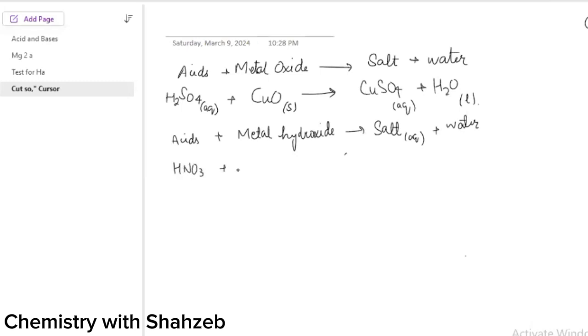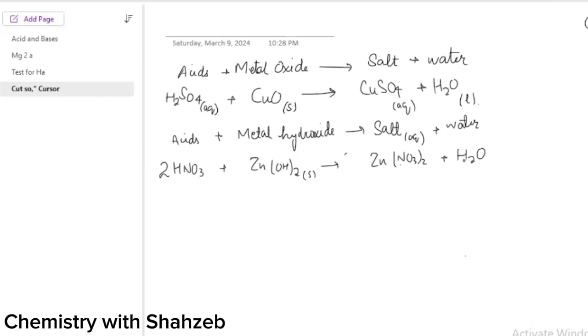It would react with zinc hydroxide. Zinc hydroxide is in solid state and it would be forming zinc nitrate, Zn(NO3) whole twice, and water is formed. So in order to balance it, we are going to put 2 here. Zinc nitrate, as it was like 2, it was multiplied with 2.